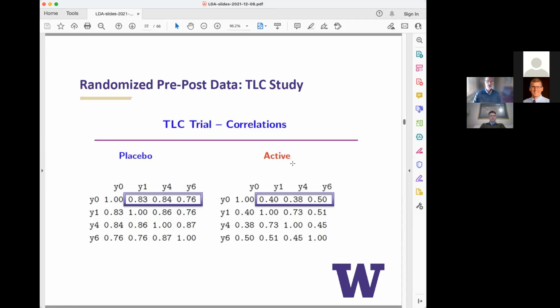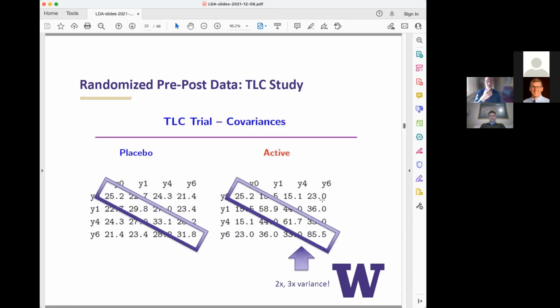However, in the treatment group, the pre-post correlation is weaker. It's 0.4, 0.38, and 0.5. Okay, is that plausible, or is that just noise? I would say it's quite plausible when there's heterogeneity of response to treatment. Then there's more variability in the treatment group, and there's potentially less correlation in the treatment group. We see hints of that here as well.